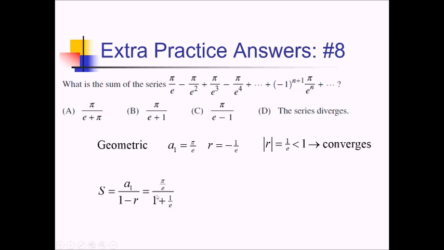I can rewrite this as e over e plus 1 over e, and then combine it to be e plus 1 over e. And now if I same change flip, I've got pi over e times e over e plus 1. These e's are going to cancel, so we just end up then with pi over e plus 1. And that matches, let's choose this carefully because these all look so similar, choice B.